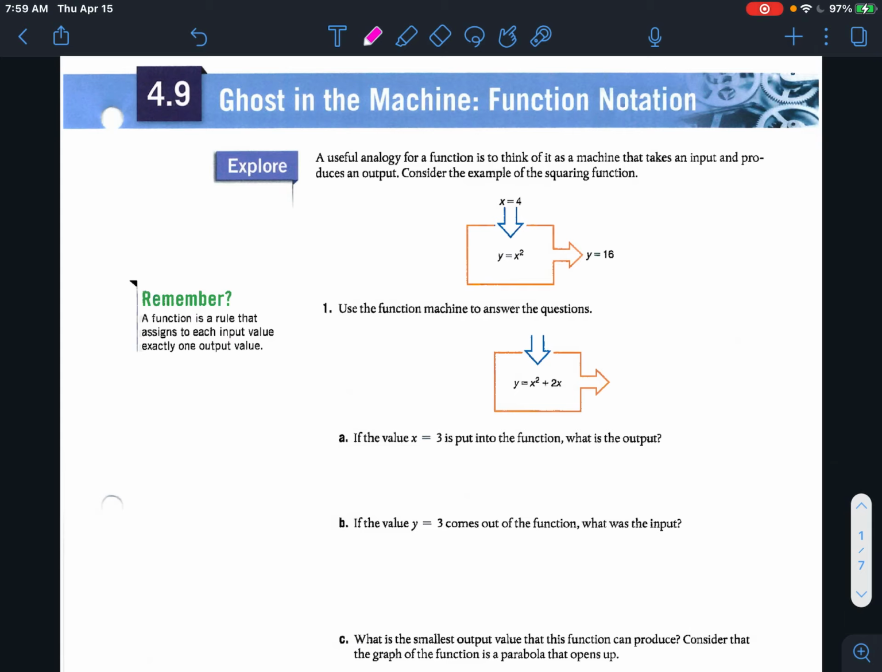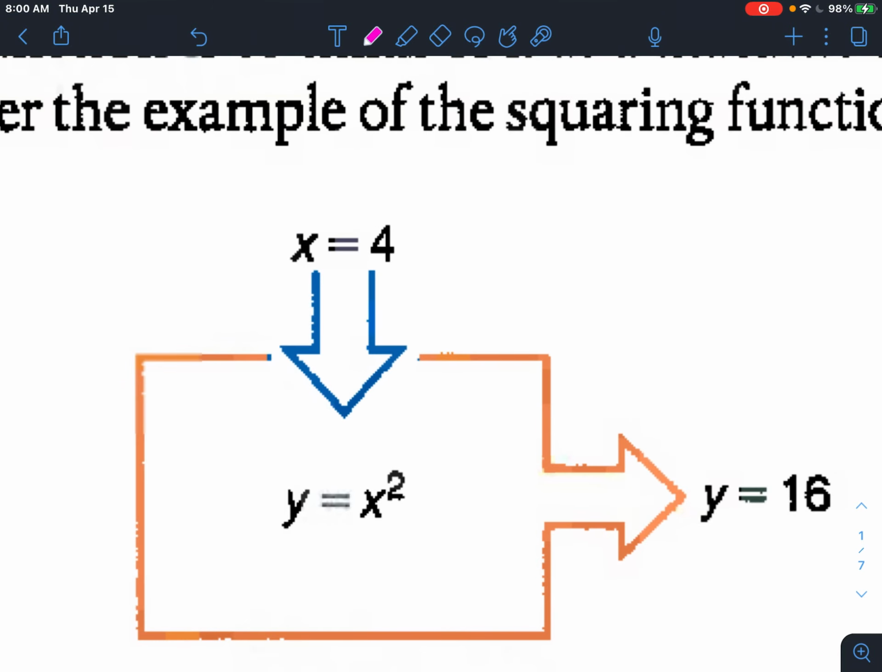kind of like a vending machine where you type in a code like B4 and you get out whatever food is assigned to B4. So like Skittles, you plugged something in and you got one thing out. You wouldn't get a bag of Skittles and M&Ms out by plugging in one thing. So if we plugged in x equals 4, we'd plug in 4 for the x, square it, and we would get out 16.